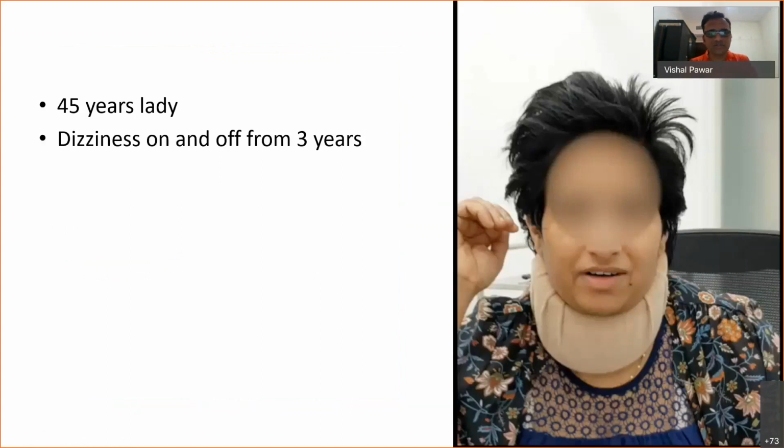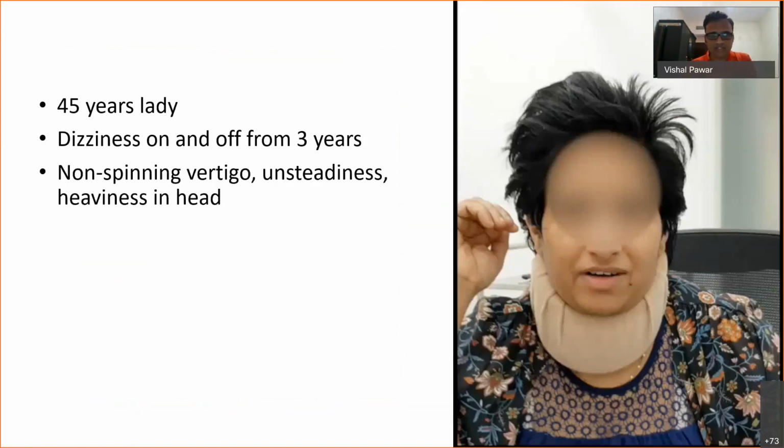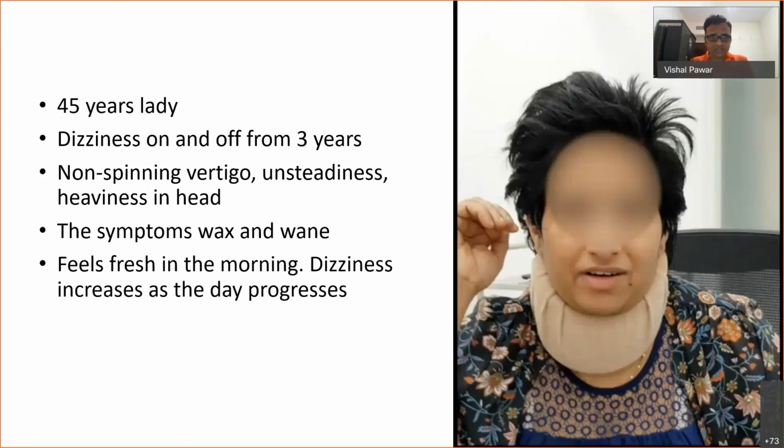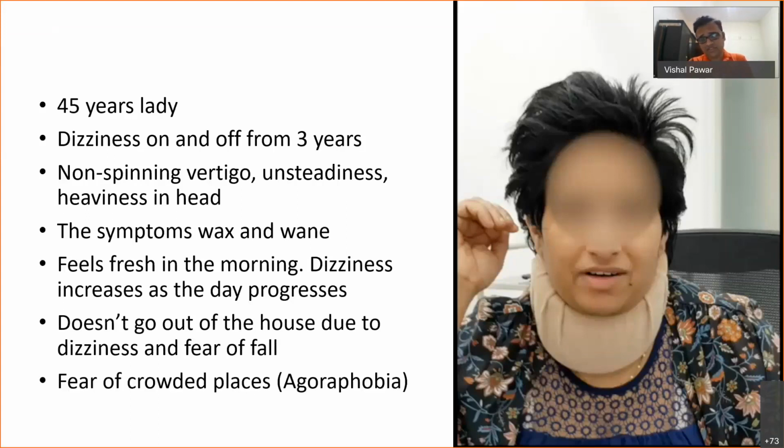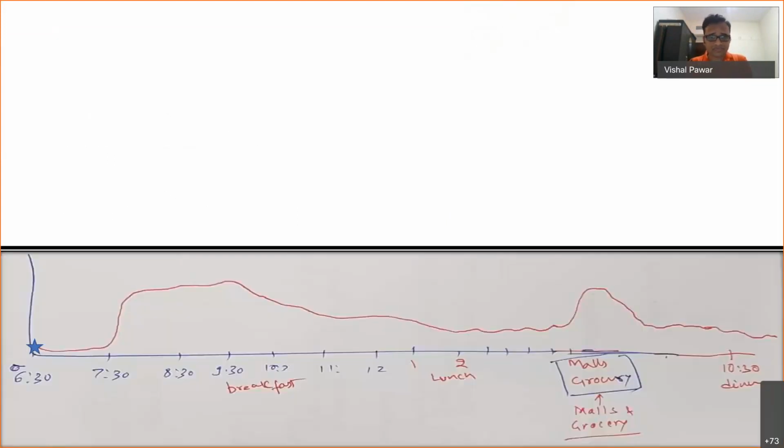So she came with a history of dizziness on and off for 3 years, in the form of non-spinning vertigo, unsteadiness, and heaviness of head. The symptoms were waxing and waning, fluctuating. Once she wakes up in the morning, she feels fresh, and as the day progresses, her dizziness worsens. She doesn't go out of the house due to the dizziness because of fear of falling. She has tremendous fear of crowded places, severe agoraphobia, and fear of complex lights.